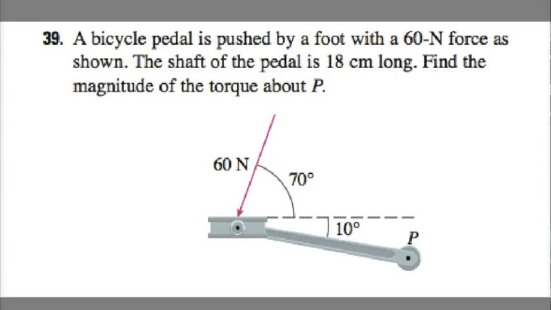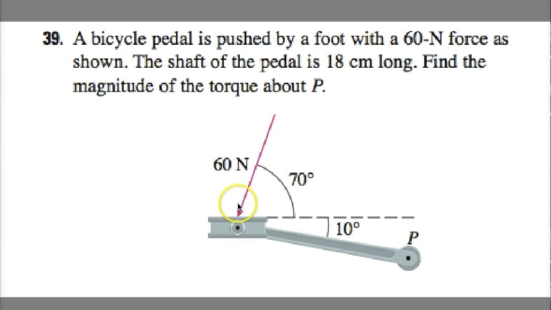So we're going to do number 39 on page 839 in your book, and the problem says, so we have a bicycle pedal, and that's this pedal, and the crank arm is going to be our axle, or our radius, is pushed by a foot with a 60 Newton force as shown.